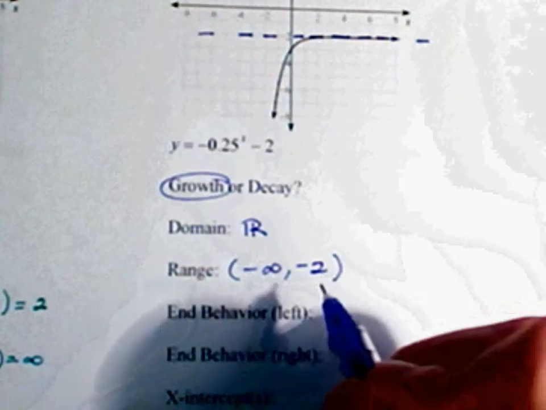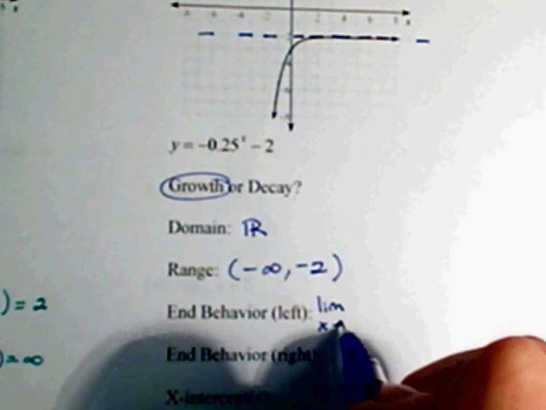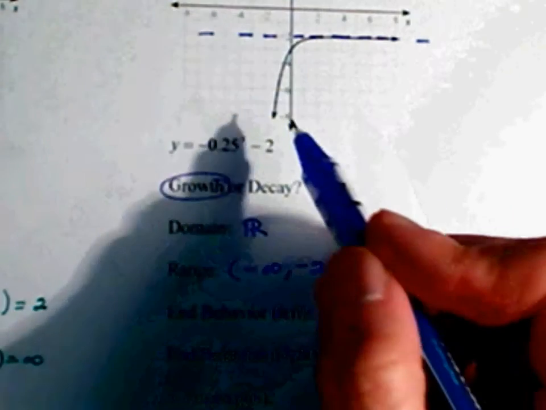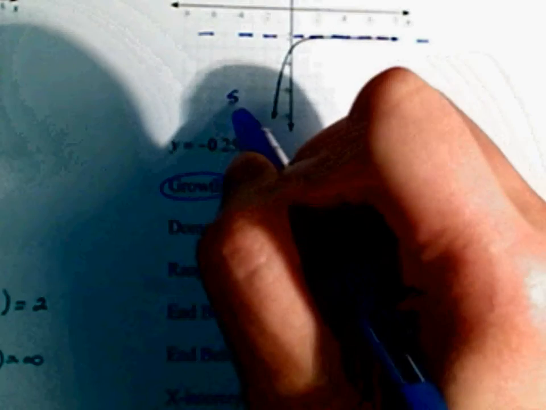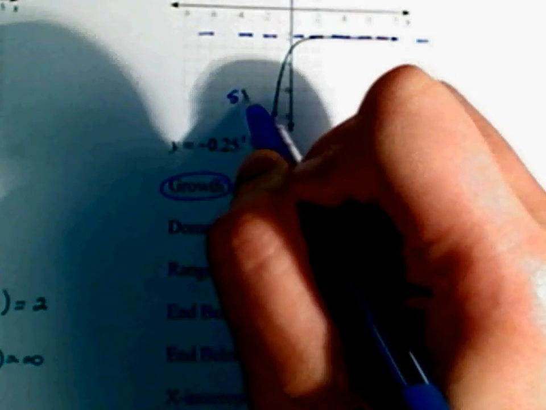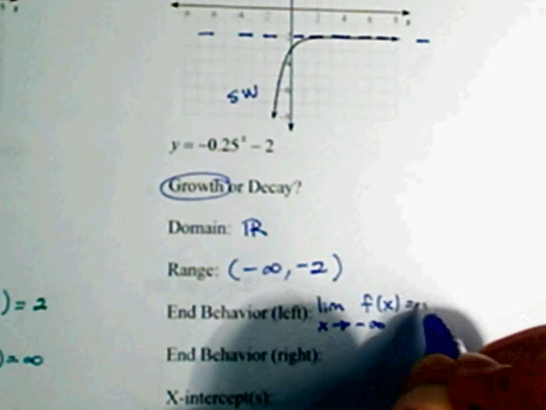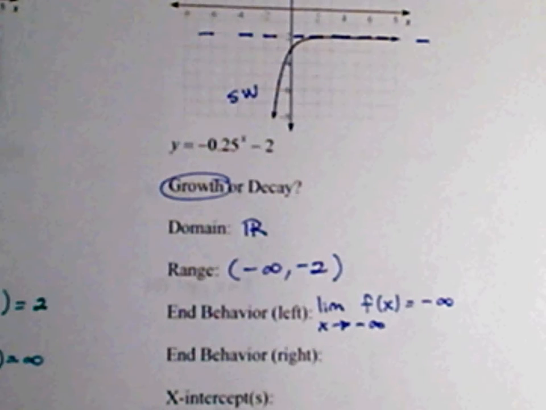In end behavior, x is approaching negative infinity. As x is approaching negative infinity, this one is heading southwest. Which way is it going? It's heading south.